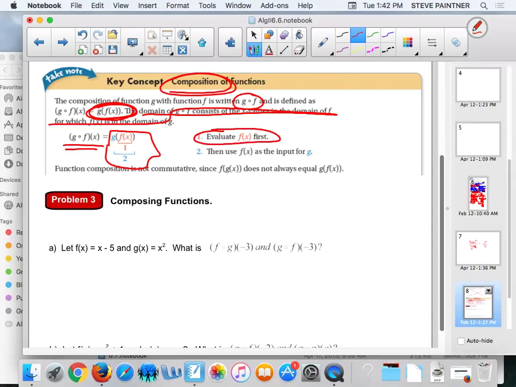f of x. Evaluate f of x first, get an answer. Then the second thing you do is use the answer as an input for g. So you take the answer for f and stick it into g, and you get out another answer. That's all it is. Let's go down here.